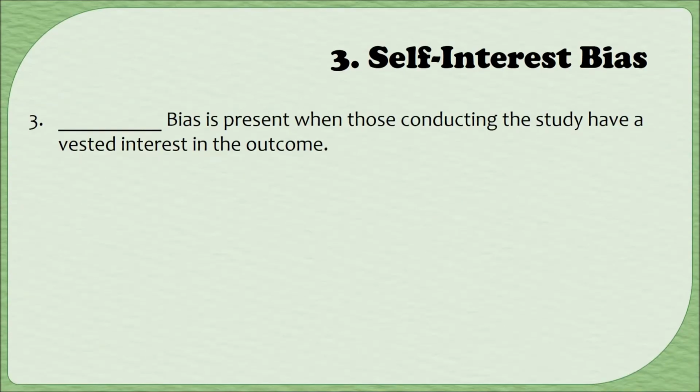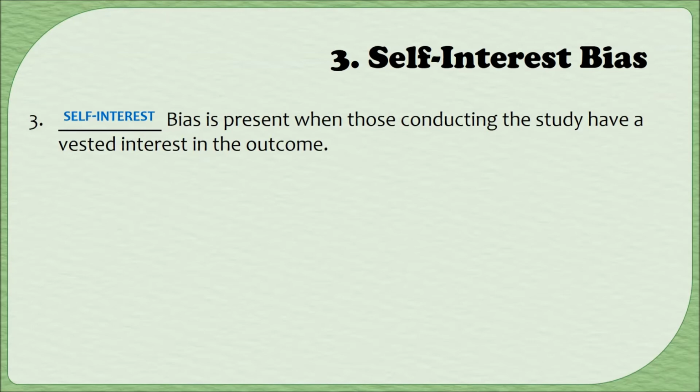A third type of bias is called self-interest bias. This happens when whoever is conducting the study has a vested interest in the outcome and the results of the study. For example, maybe you are paid to find a particular result, or maybe you are a company studying yourself and you say, "Yeah, we studied our product and it's great." Sure it is. Do you have any independent reviews?